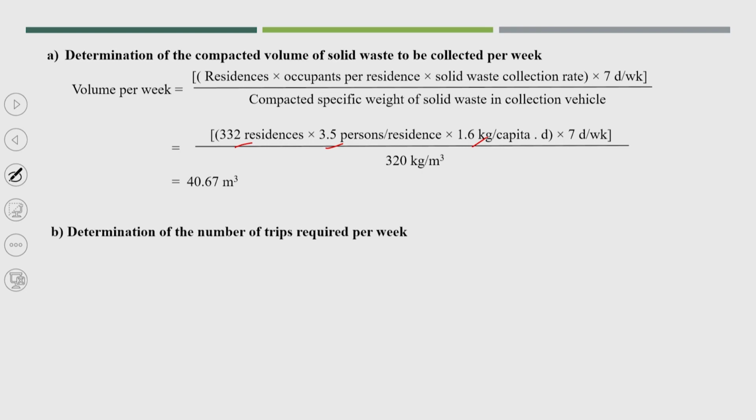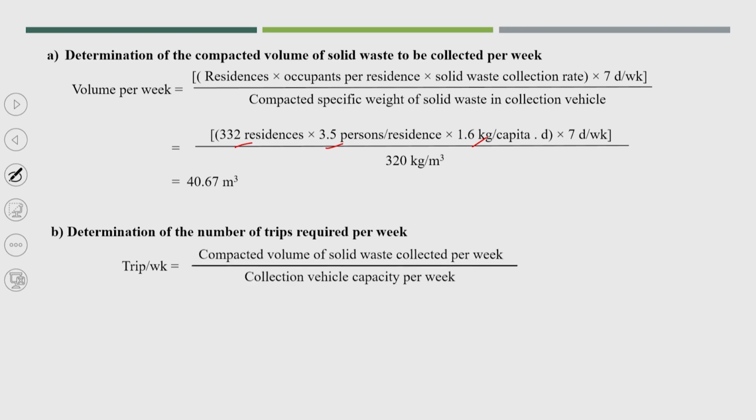Now, we will determine the number of trips required. We can calculate this as the compacted volume of solid waste collected per week divided by the collection vehicle capacity. That is, the volume of waste collected per week divided by the collection vehicle capacity.